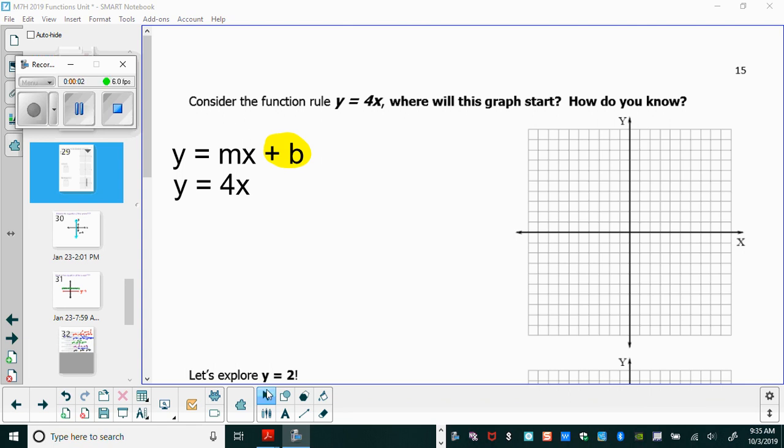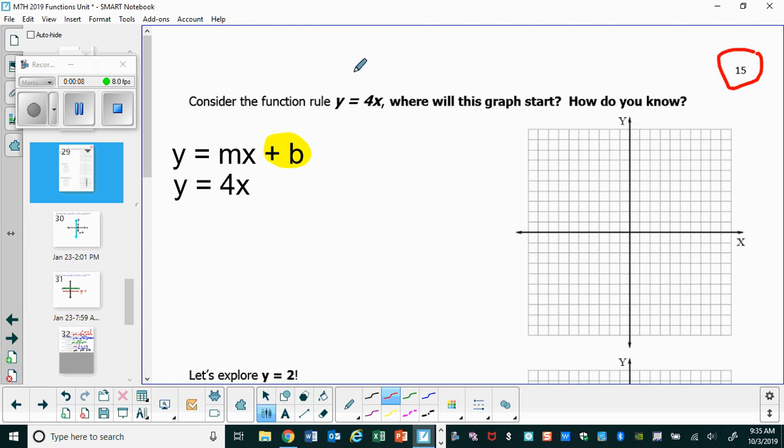All right, so in this video, we are exploring just a handful of what ifs, and we are now on page 15. And so for the first one, we want to consider the function rule y equals 4x. We want to know where will this graph start and how do we know. Now remember, the starting point is always going to be this y-intercept. And for y equals 4x, just ask yourself, what is the constant?